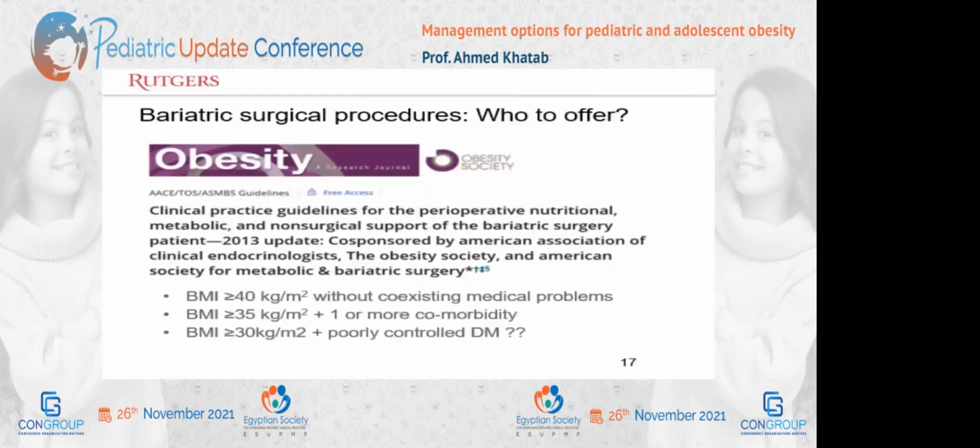Now, who do you want to offer the bariatric surgical procedure to? The American Association of Clinical Endocrinology Clinical Practice Guidelines suggests a body mass index of greater than or equal to 40 kilograms per meter squared without coexisting medical problems, or individuals with a body mass index of greater than or equal to 35 kilograms per meter squared plus one or more comorbid conditions, or those with a body mass index greater than or equal to 30 kilograms per meter squared with poorly controlled diabetes.